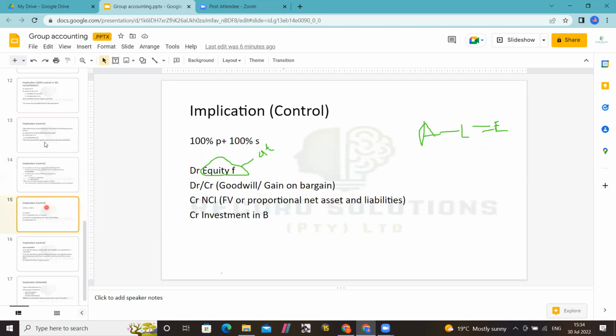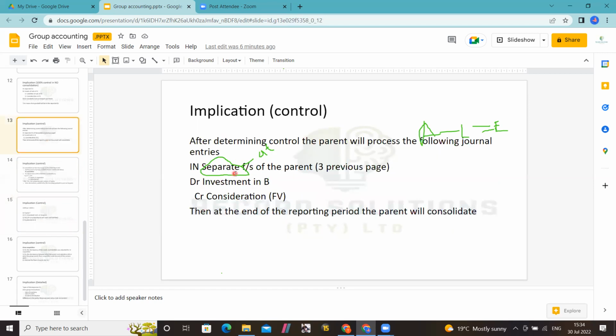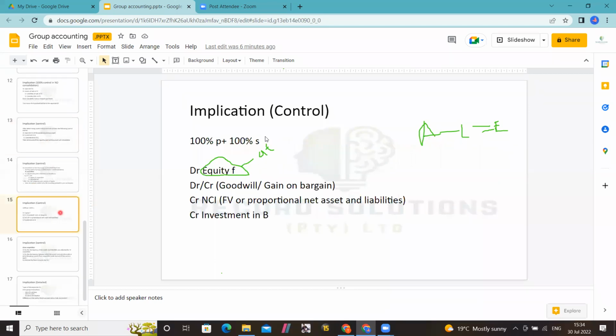So sometimes in questions, obviously you won't have this journal entry, because it's done in the separate. However, to calculate this investment, they'll just give you the consideration that they used. And you're still going to say credit investment, but do not forget, use that consideration at fair value.